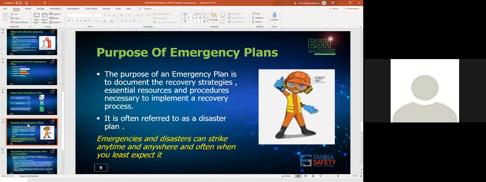What is it that we should do? How should we do it? The procedures, the scope, the objective: are they communicated, are they really in place, and is it necessary to implement a recovery process? It is often referred to as a disaster plan.